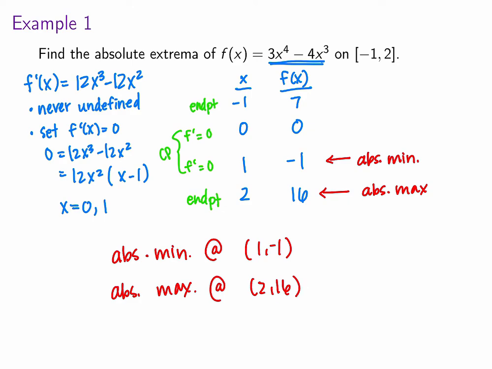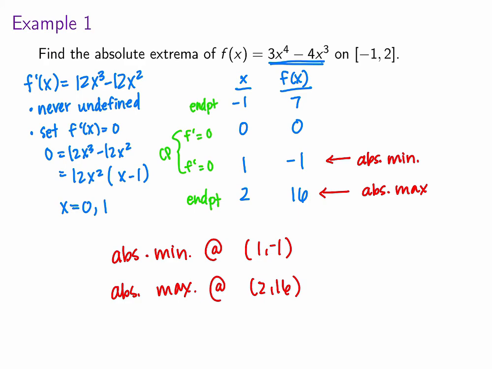And just some notational and kind of the terms you would use surrounding this question. If someone asks you what is the absolute maximum value of this function, the absolute maximum value is 16. The highest this function ever goes is 16. Now, if someone said, where does that absolute max occur? You would say at the point (2, 16) or when x equals 2. Okay, so the absolute maximum value is 16. Where does it occur? At the point (2, 16). The absolute minimum value is -1. Where does it occur? At the point (1, -1).